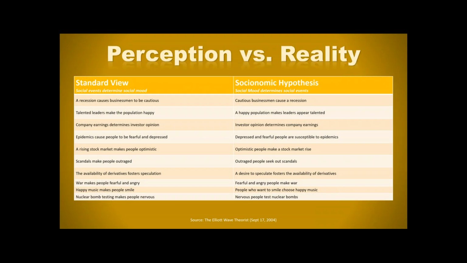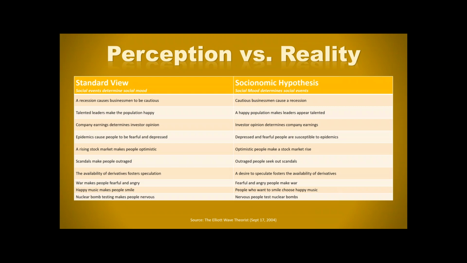So this will be a quick idea of the difference between the standard view of economics and financial markets, that I'm sure you have all heard of and were taught, as opposed to the opposite socioeconomic hypothesis. The standard view is that a recession is what causes businessmen to be cautious. The opposite view from a socioeconomic perspective is that cautious businessmen are what cause recession. Standard view, talented leaders make the population happy. Socioeconomic view, a happy population is what makes leaders appear talented.